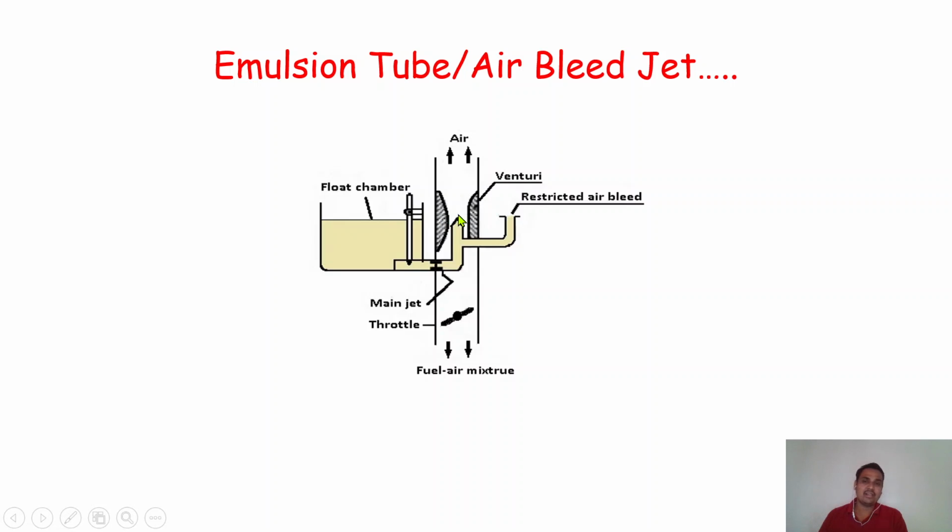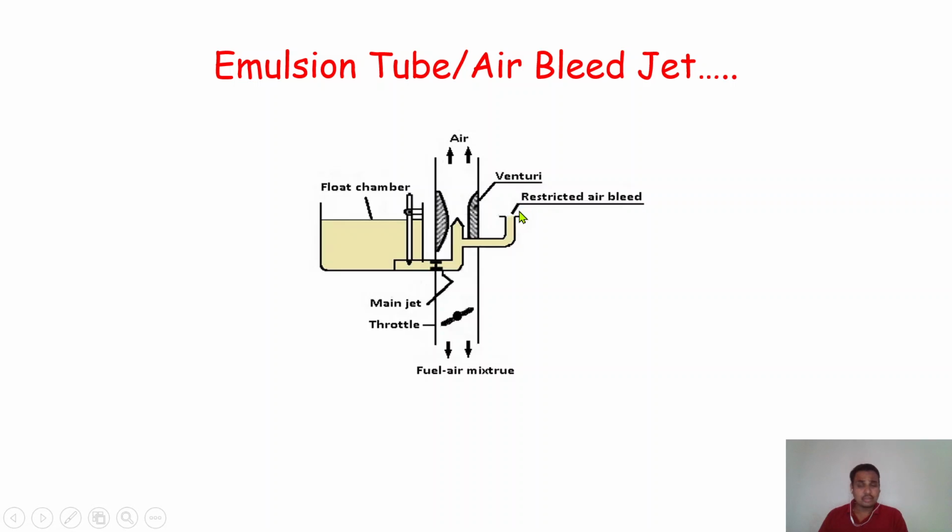As we already discussed about the working principle, as the pressure difference happens between the throat section of the venturi and the float chamber, and because of the carburetor depression, the amount of fuel will come from high pressure to low pressure side. Okay, so here the additional thing is connected to this main jet. And this additional thing is nothing but called as the restricted air bleed connection, we can say.